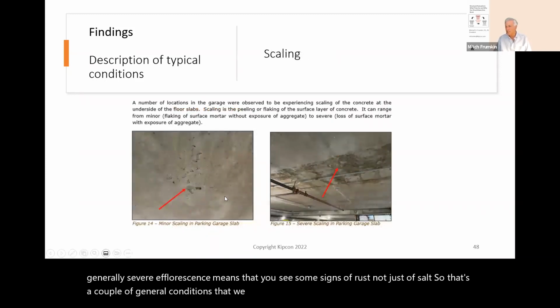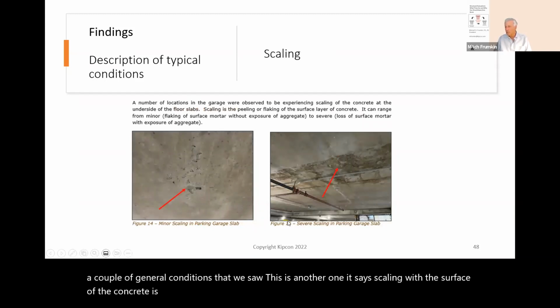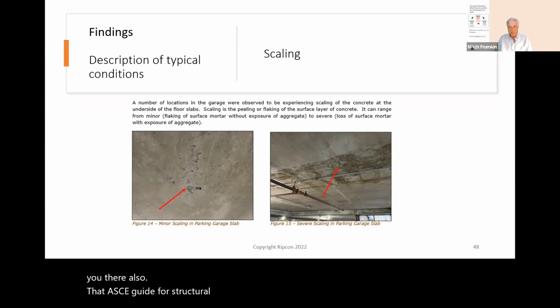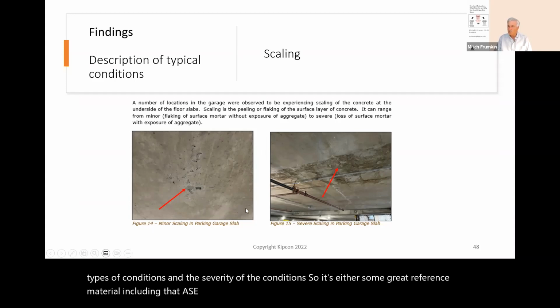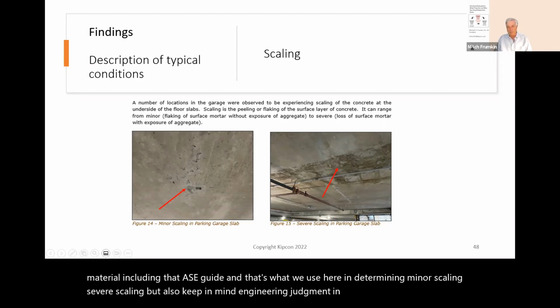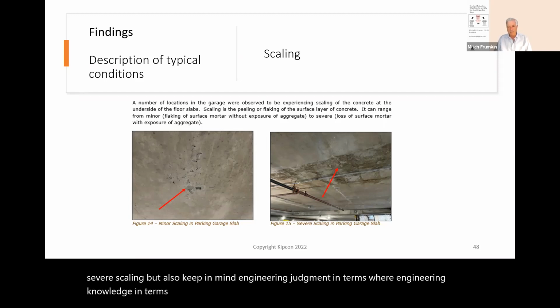This is another one. It says scaling, where the surface of the concrete is peeling. Here's minor scaling. Here's severe scaling. And I'll tell you that also in that ASCE guide for structural evaluations of existing buildings, it gives you definitions of the types of conditions and the severity of the conditions. So there's some great reference material included in that ASCE guide. That's what we use here in determining minor scaling, severe scaling, but also keep in mind engineering judgment, or engineering knowledge, in terms of how that can impact the structure.